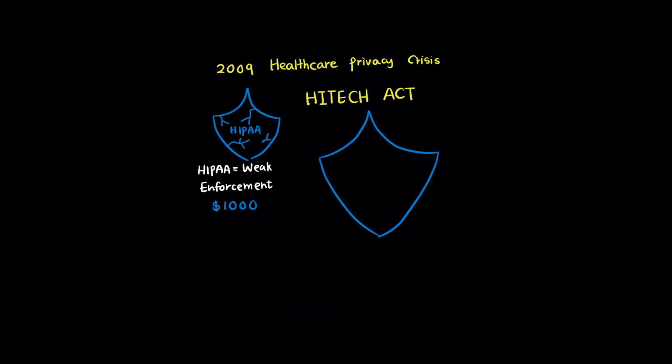Now, ARRA, the American Recovery and Reinvestment Act, was the broader economic stimulus that authorized incentive payments for EHR adoption. Meaningful use defined the quality metrics for using those EHRs. The 21st Century Cures Act came later to empower patients, but HITECH specifically targeted the privacy and security problem.